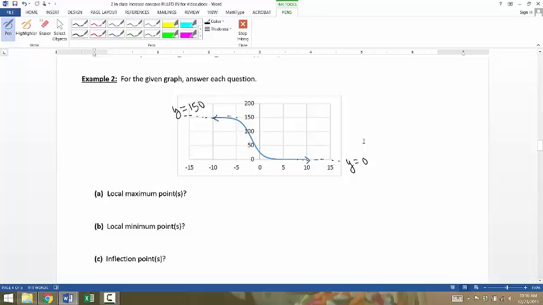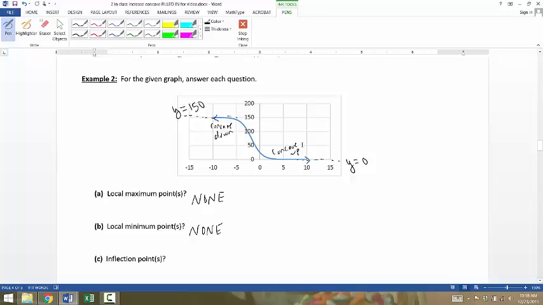All right, it asks first, local maximum points. It doesn't seem to have any peaks, so there does not seem to be any local maximums. Also doesn't seem to have any valley points, so there doesn't seem to be any local minimums. There does seem to be an inflection point. You notice over here, it is concave down. But certainly over here, it's concave up. So it's concave down on the left and concave up on the right.